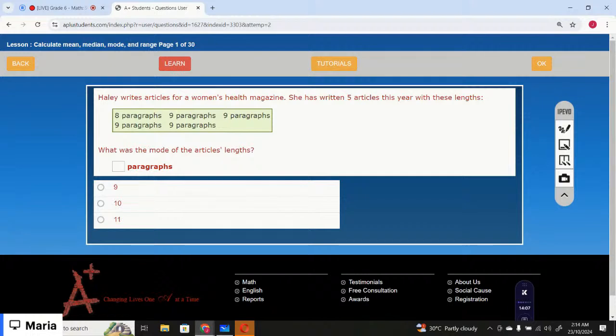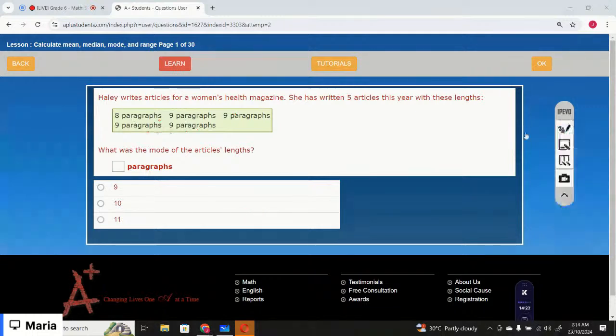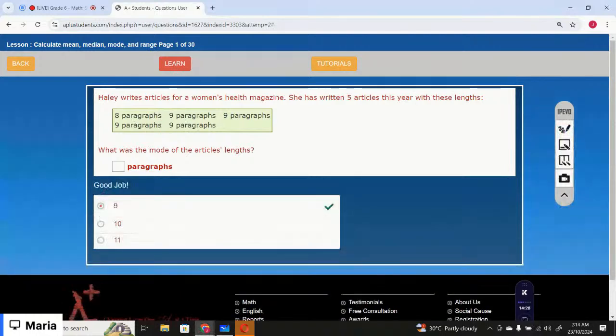You need to find the mode, right? Mode is the number that appears the most in the given data, right? So, you can see here you have 8, then 9, 9, 9, and 9. So 9 appears 4 times, right? So that means the mode of the given data is 9. The correct option is 9. Option number 1 is the correct option. Got it?